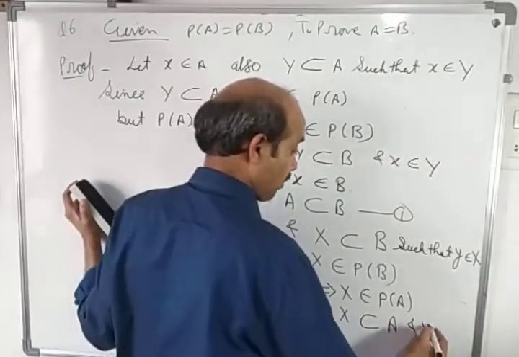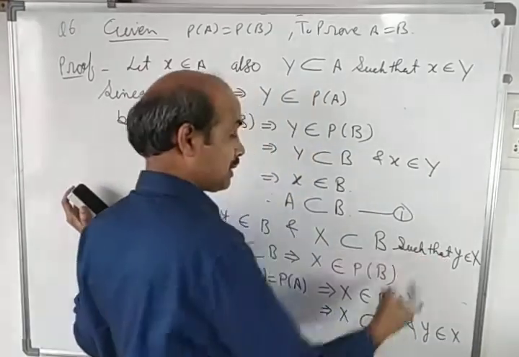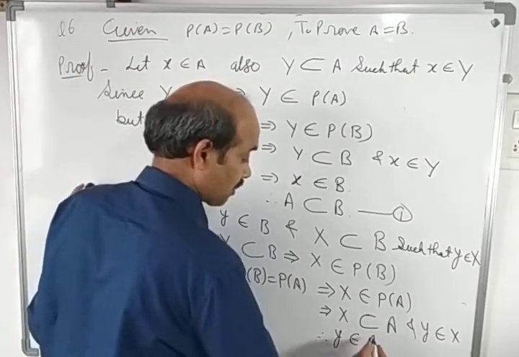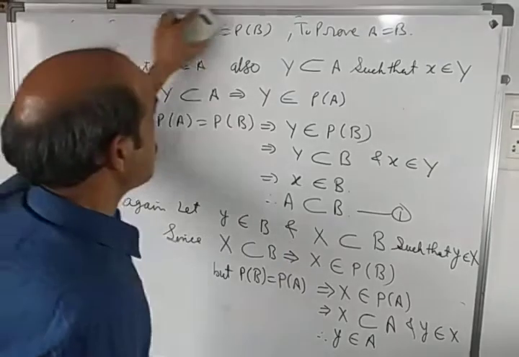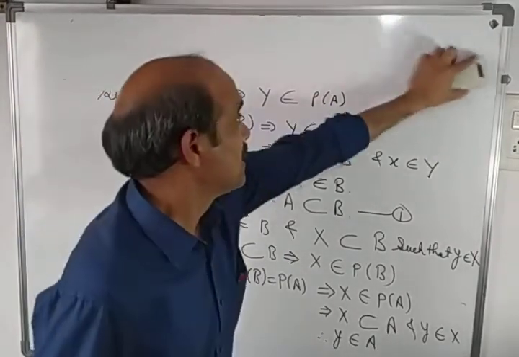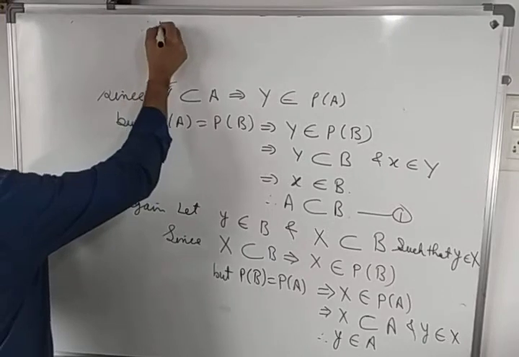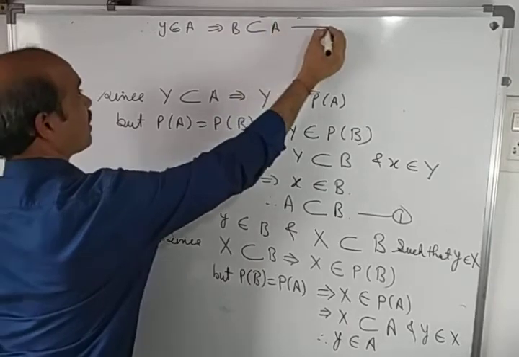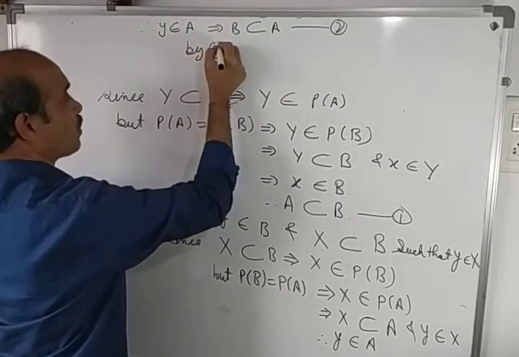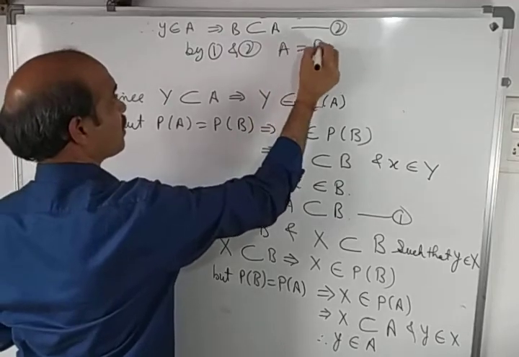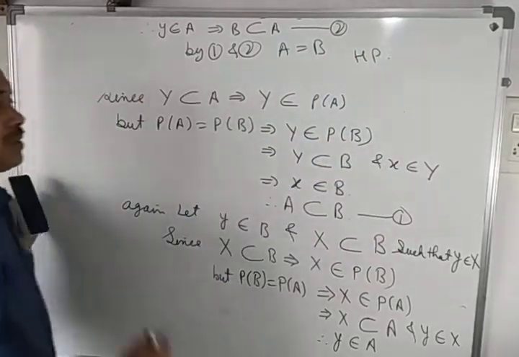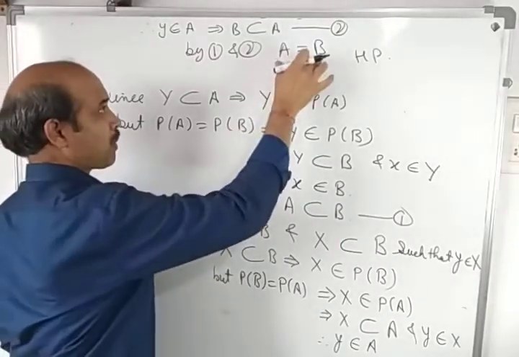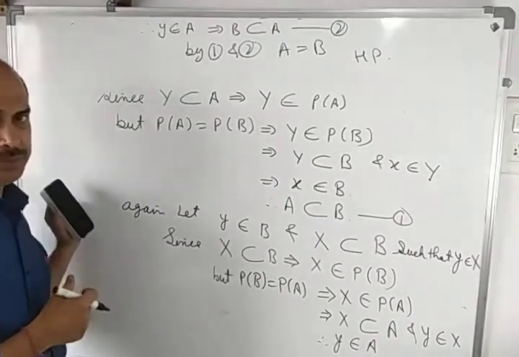And y belongs to capital X, as we took in the beginning. Therefore y belongs to set A. This implies that B is a subset of A. Result 2. Now from 1 and 2, A is equal to B, as proved. So this is how to prove that if power sets are equal, then the respective sets will also be equal.